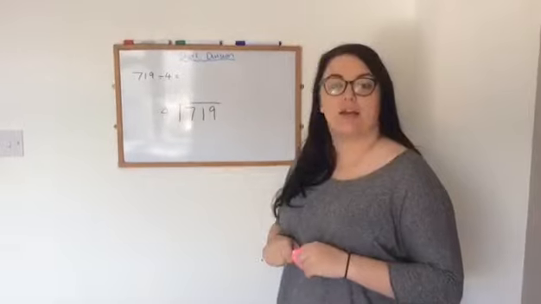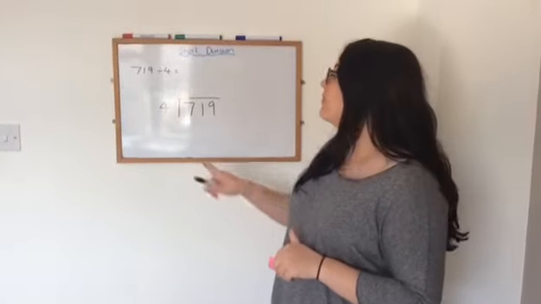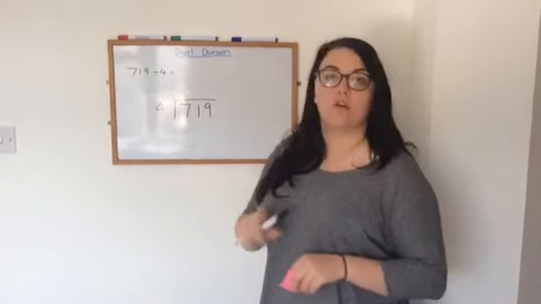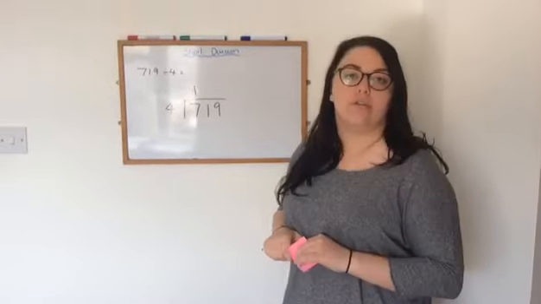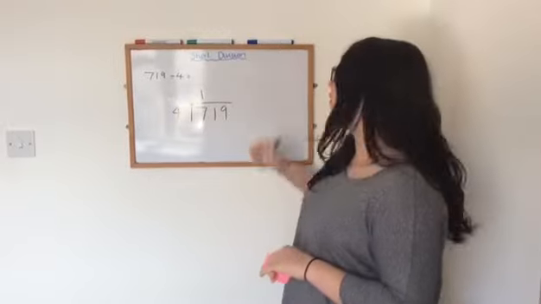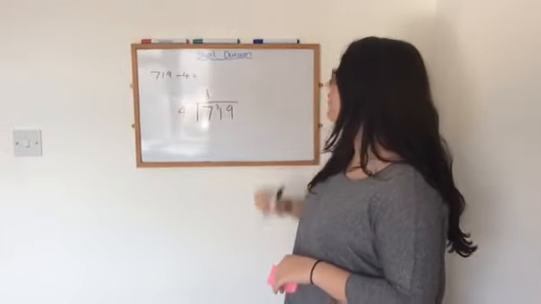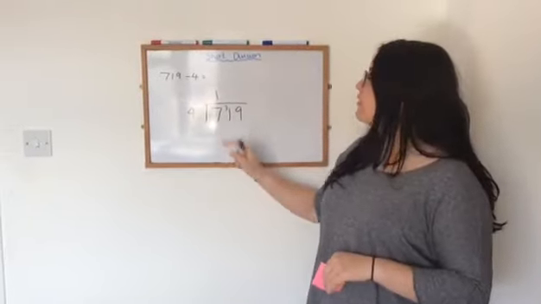So now you've given that a go at home, let's go through the answers. 4 goes into 7 once, because 1 times 4 is 4. To count on from 4 to 7, there must be 3 left over. Carry that one over. How many 4s go into 31?